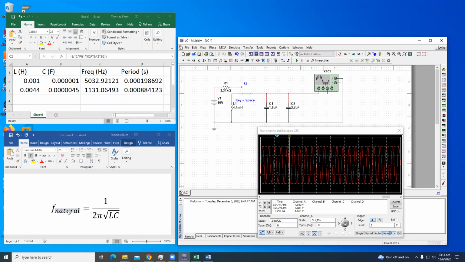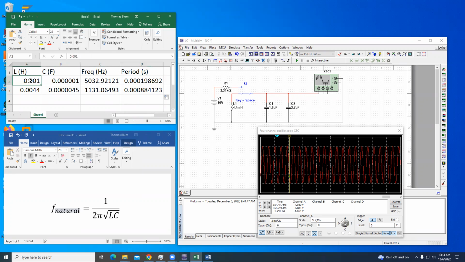The theory predicts that the frequency is 1 divided by 2 pi times the square root of L times C. And I'm going to be using Excel. I'm going to enter my inductance in the base unit of henries, and the capacitance in the base unit of farads, and then use Excel to calculate this frequency, and then from the frequency get the reciprocal, which is the period. The frequency is how many cycles per second, and the period is how many seconds in one cycle. So they have that reciprocal relationship.